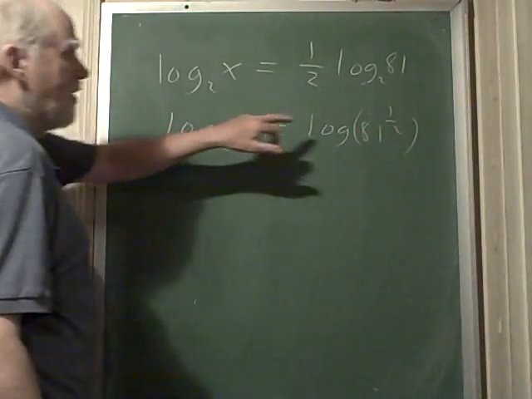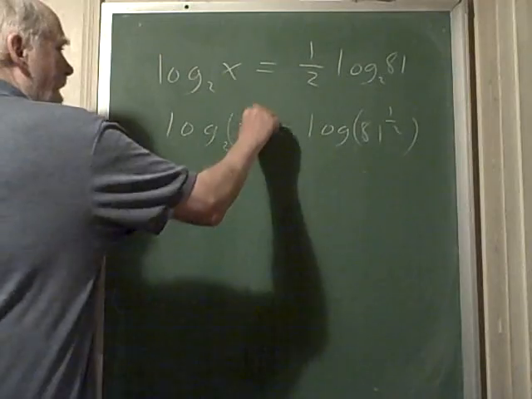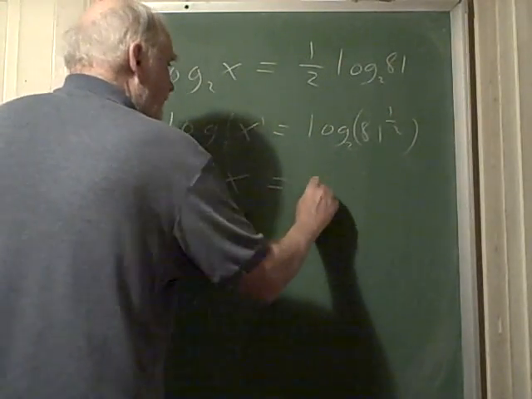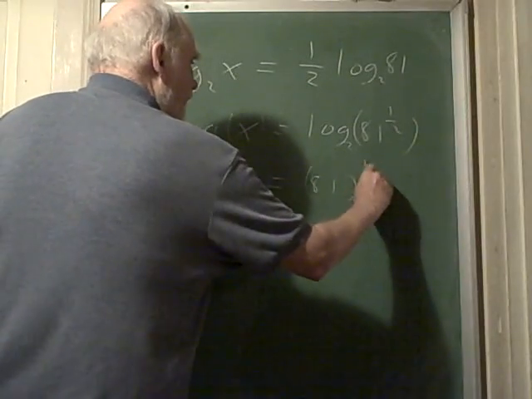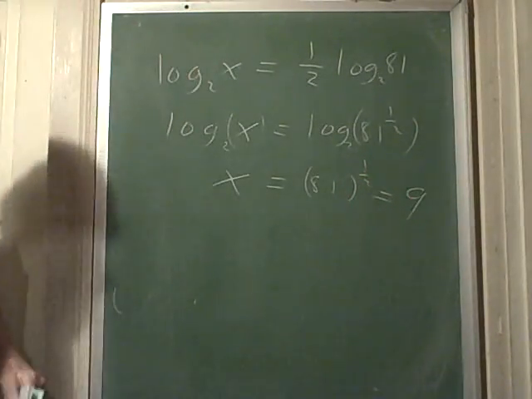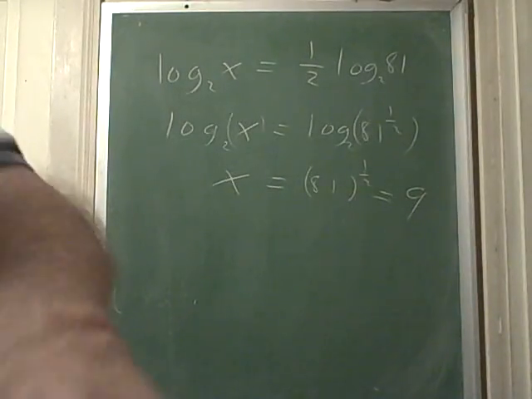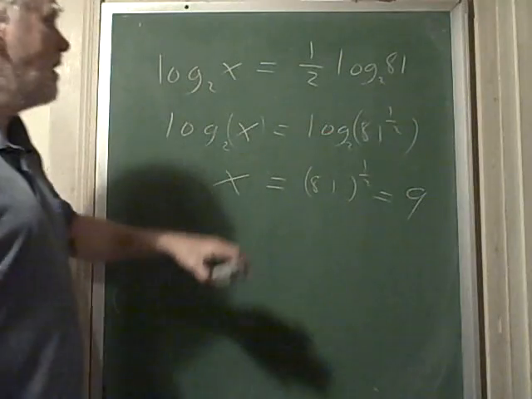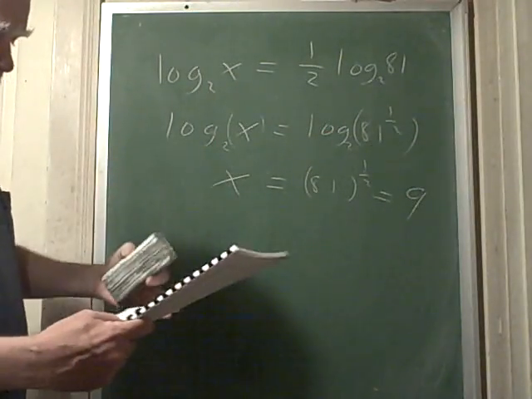Now we have the log of q equals the log of r. And so we can immediately write x equals, base 2 by the way, 81 to the 1/2 power. Well, that's the square root, so x equals 9. So that's not too bad. We had to use one of the properties, the third property, and then we got the log of q equals the log of r. We could just eliminate the logs.